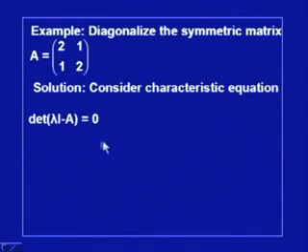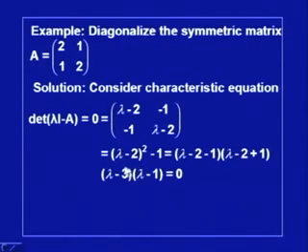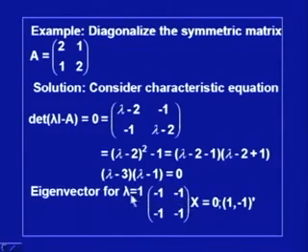We consider its characteristic equation, the determinant of lambda I minus A equal to 0, which is to be obtained. If you calculate this determinant, it comes out to be (lambda minus 3) into (lambda minus 1) equal to 0. That means lambda equal to 1 and lambda equal to 3 are two distinct eigenvalues of this matrix A. So, they are distinct eigenvalues.